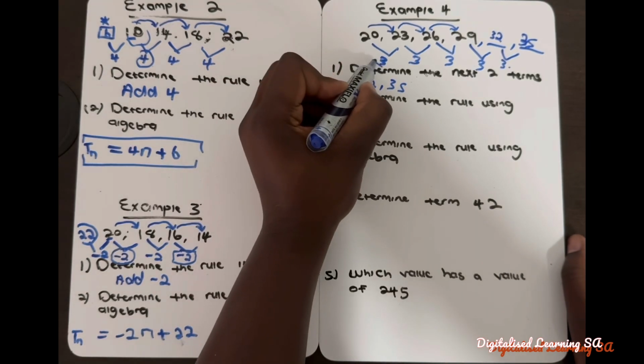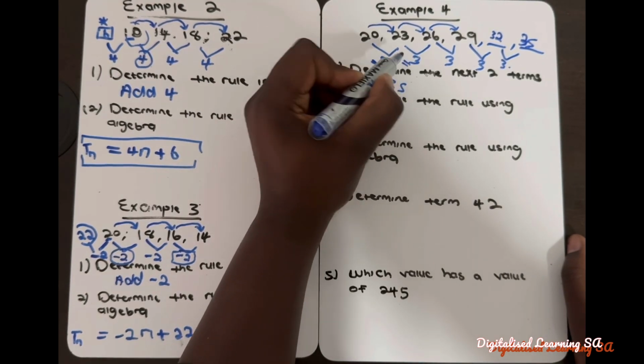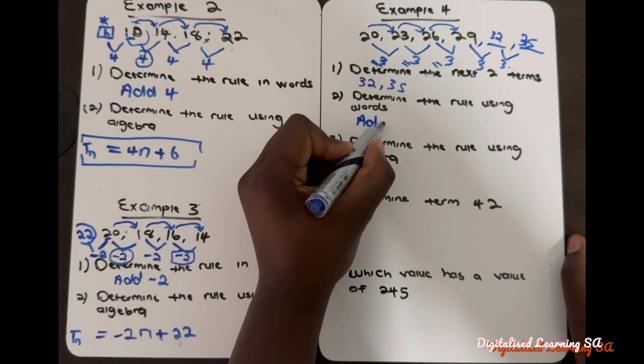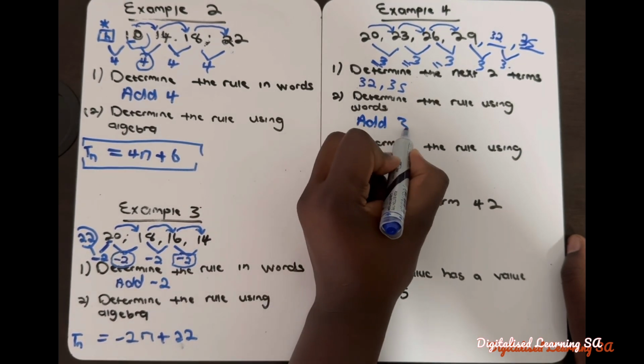The next question is determine the rule using words. We have already found the number in which these values are increasing, so the answer will just be add 3.